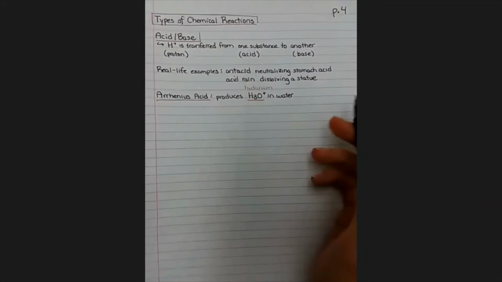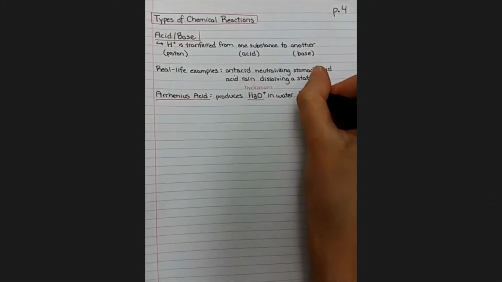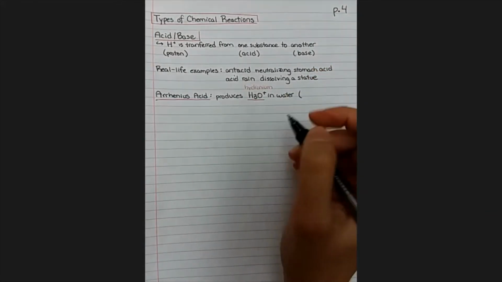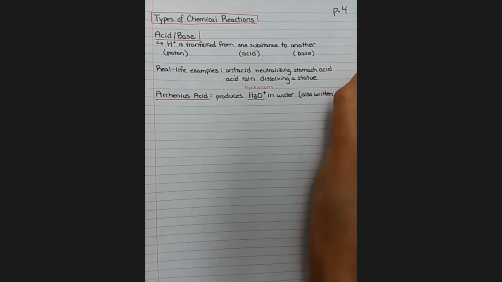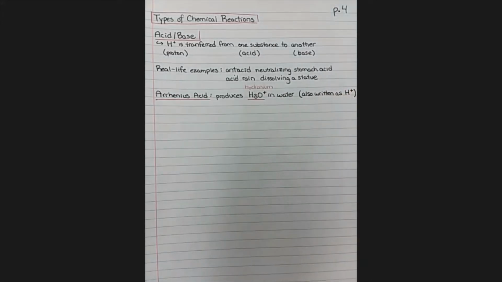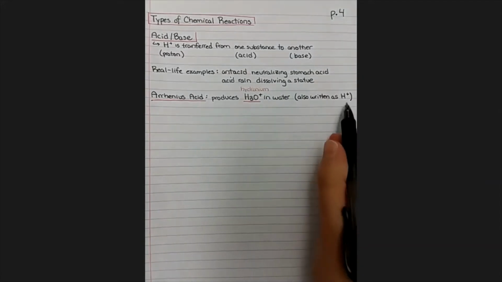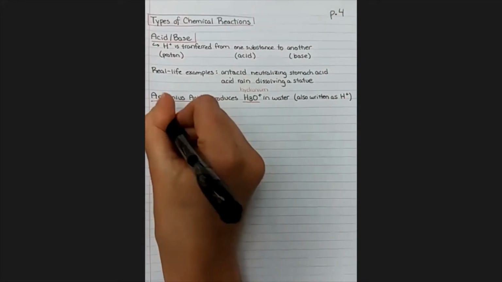So this is one of the polyatomic ions that we know from earlier, but you should know that sometimes instead of writing H3O+, it's easier to just write H+, because an H3O+ is just a water with an extra H. So you may see it written as this instead.